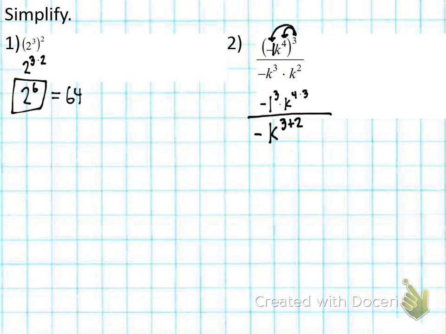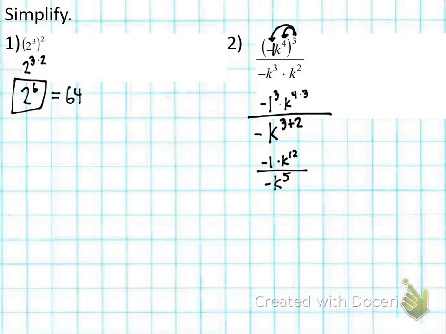Continuing on. Simplifying the numerator, we have negative 1 to the third. Negative 1 times negative 1 is positive 1, times negative 1 again is negative 1. K to the 4th times 3 is k to the 12th in my numerator. Denominator, we have negative k raised to the 3 plus 2, which is negative k to the 5th.